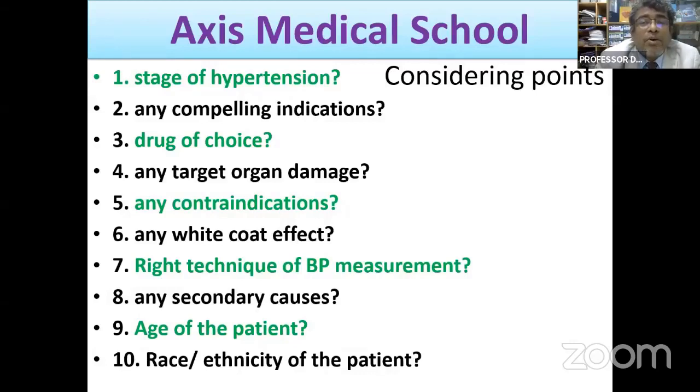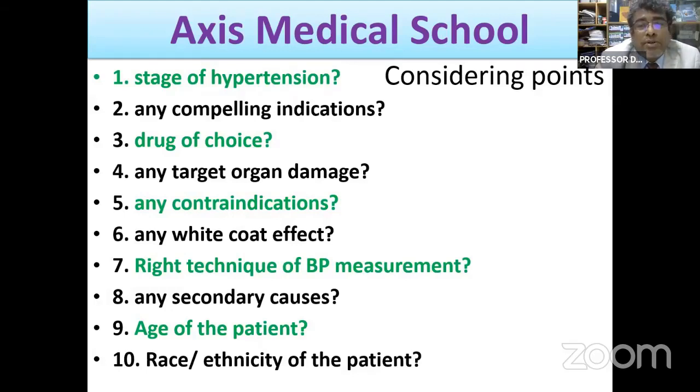Compelling indications means situations in which we are actually compelled to use a specific drug or a specific group of drugs. Like if the patient has proteinuria, or diabetes mellitus, or kidney disease, he or she should be given an ACE inhibitor or ARB as the first line drug. This group of drugs should be prioritized because it retards or halts the progression of chronic kidney disease, and it reduces the proteinuria also.